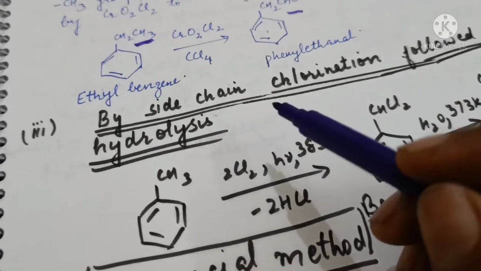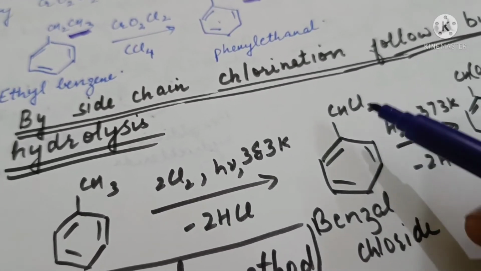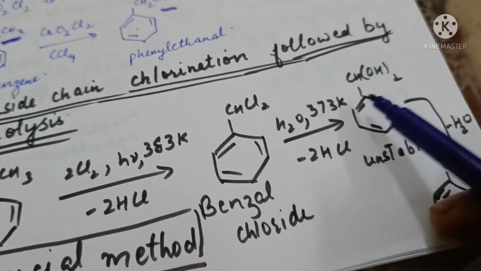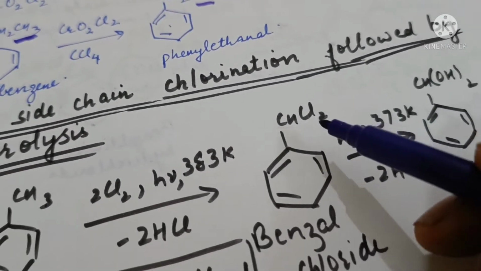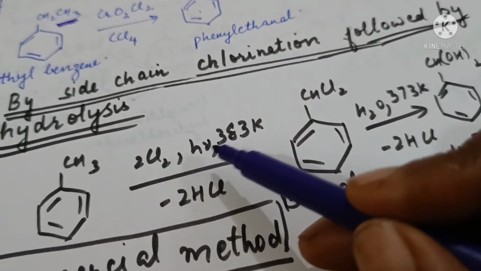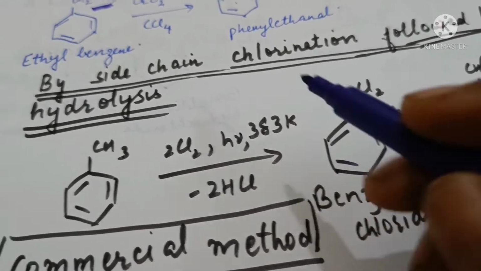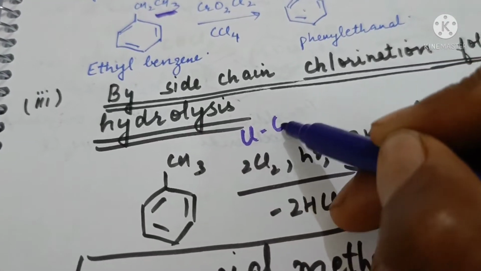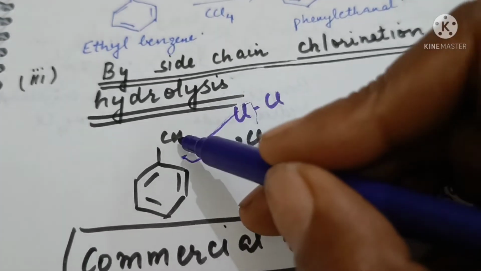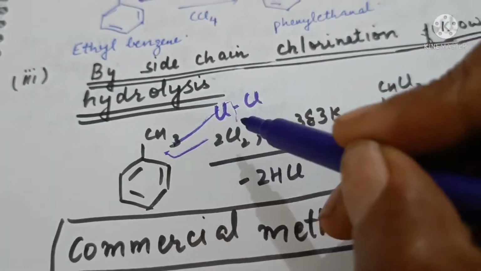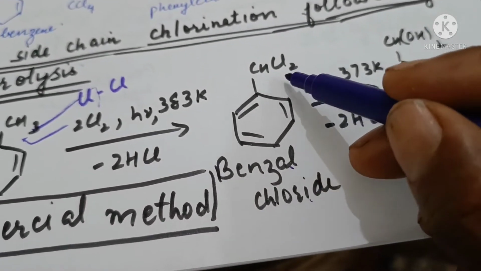We can also do side chain chlorination of the methyl benzene and then carry out its hydrolysis. So two hydrogens are replaced by two Cl when we react with chlorine in presence of sunlight at 383 Kelvin temperature. Of the chlorine, one chlorine reacts with hydrogen, the other chlorine gets attached in its place. Two such chlorines are attached to form benzal chloride.